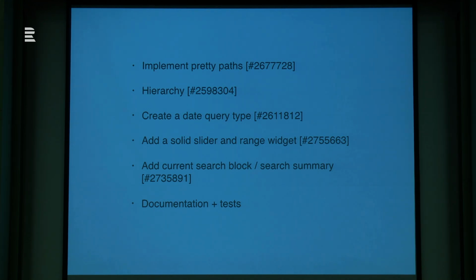We also need to do the current search or the search summary. It had 2 names in Drupal 7. There's a big patch already out there. I think it's almost 100 kilobyte, and someone needs to test it and see if it actually works. And if it doesn't, we need to fix it. And we also need to write, just like in Search API, documentation and tests.